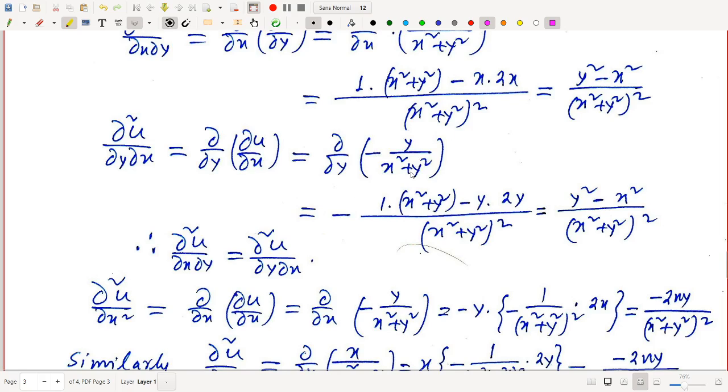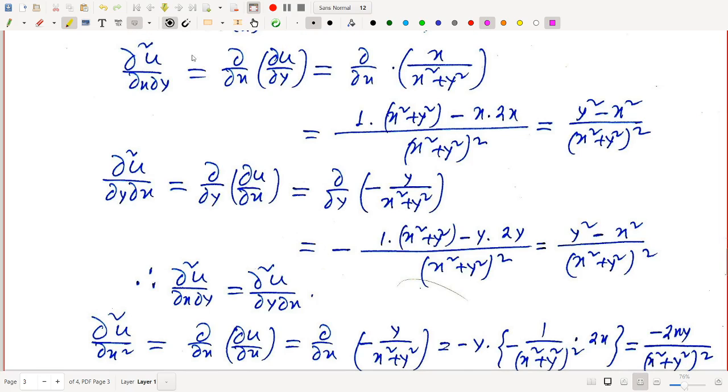So it is u by v, the quotient form. So denominator square. Denominator into the derivative of numerator. Numerator is y. The derivative of y with respect to y is 1. Minus numerator into the derivative of denominator, x square plus y square. The derivative of x square plus y square with respect to y is only 2y, because x here is constant. Okay, so simplifying we get this.